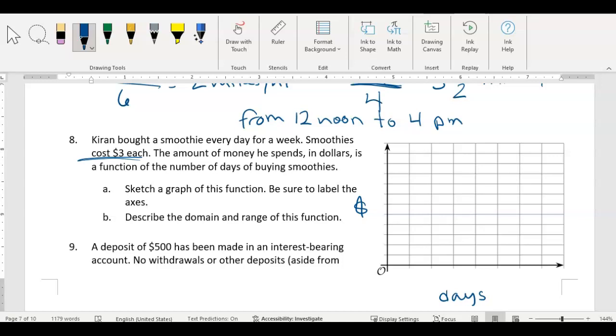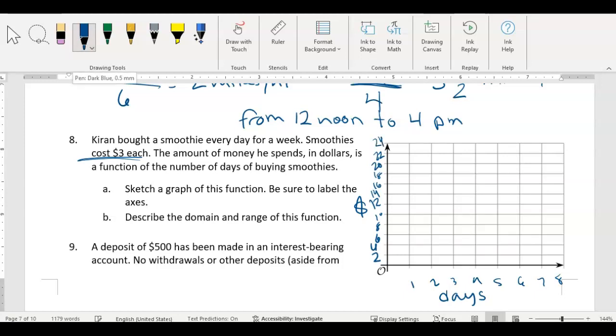So he buys a smoothie every day for the week. 1, 2, 3, 4, 5, 6, 7, 8. And then the amount of money he spends in dollars for that week is here. All right, so if he's buying each one and they're $3, at the end of a week, he would have spent $21. So let's go ahead and do this by twos. 2, 4, 6, 8, 10, 12, 14, 16, 18, 20, 22, 24.